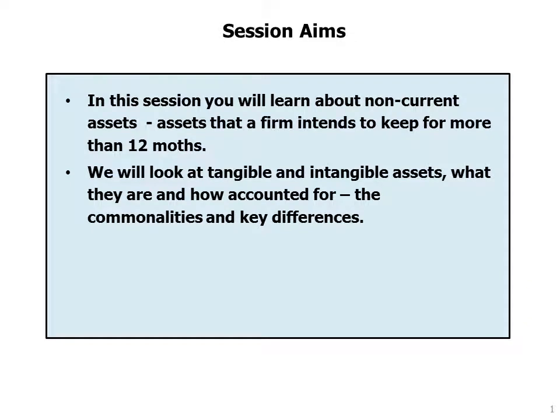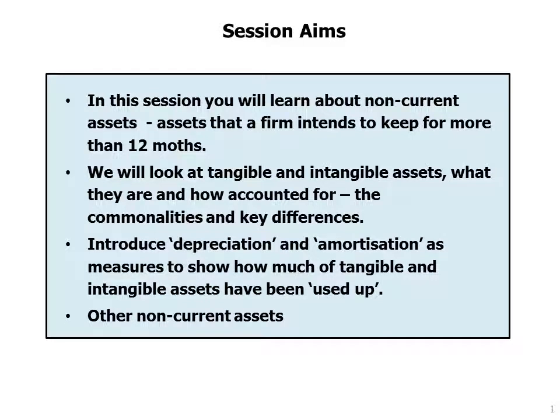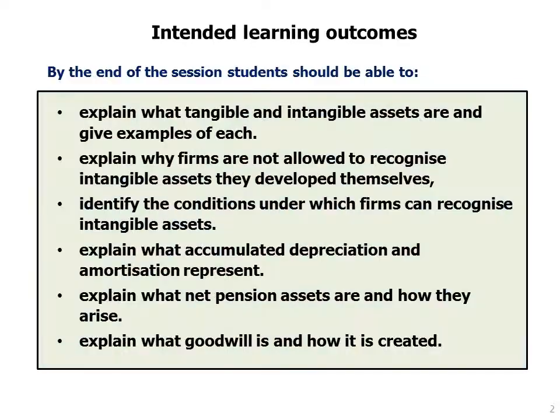Non-current assets. Session aims. In this lesson, you will learn about non-current assets, assets that a firm intends to keep for more than 12 months. We will look at tangible and intangible assets, what they are and how they are accounted for, the commonalities and key differences. I will introduce depreciation and amortisation as measures to show how much of tangible and intangible assets have been used up. We'll look at this in more depth in lesson 8. I'll also look at other non-current assets, net pension assets and goodwill, what they represent and how they arise.